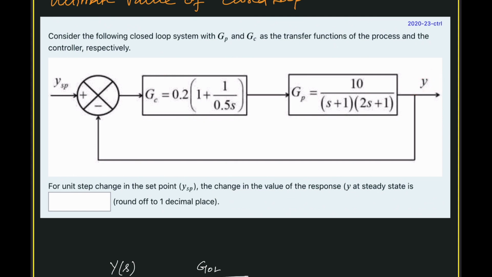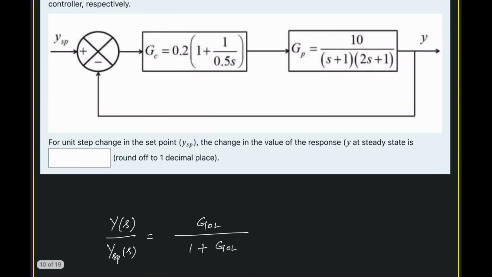Initially, YSP of s is 0 and y is also 0. For a change of YSP equal to 1 by s, what is the value of y? For a step change in input, what is the output change? That is what is asked.